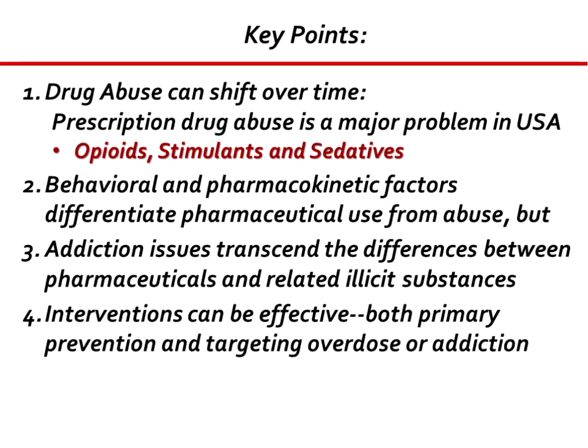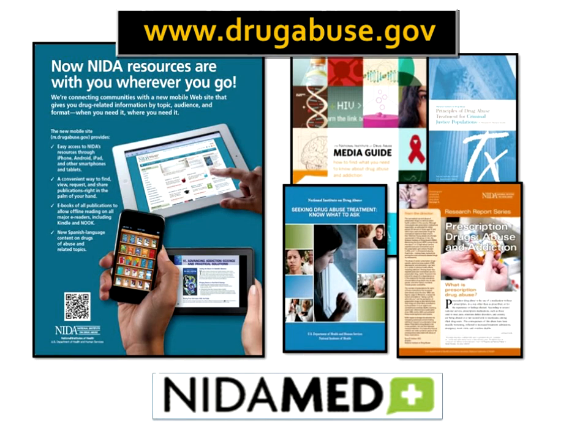That behavioral and pharmacokinetic factors can differentiate pharmacological use from abuse, but that these addiction issues transcend whether something is a pharmaceutical versus an illicit substance, and addiction and dependence are issues for prescription drugs just as they are for illicit drugs. And that interventions can be effective, and so both primary prevention as well as targeting overdose and addiction treatment are very important to stem the tide of abuse that's been going on.